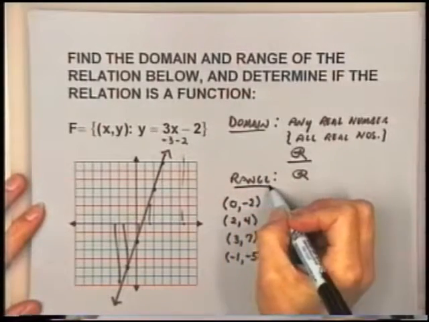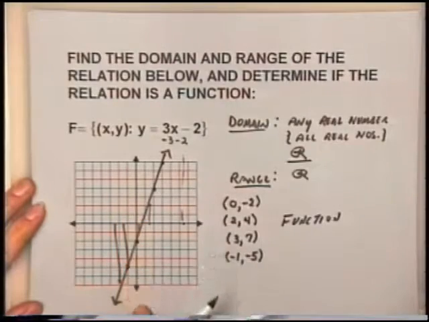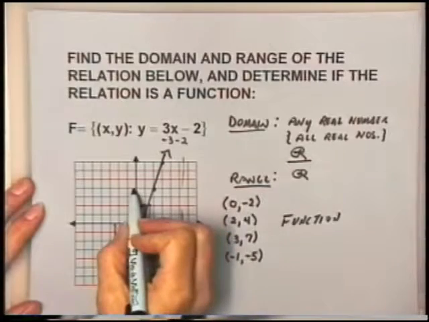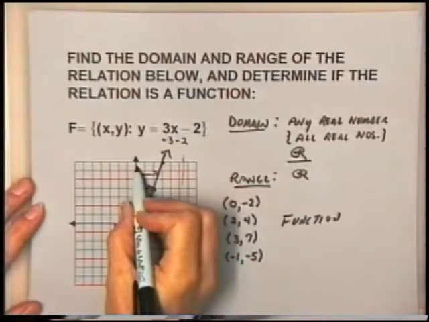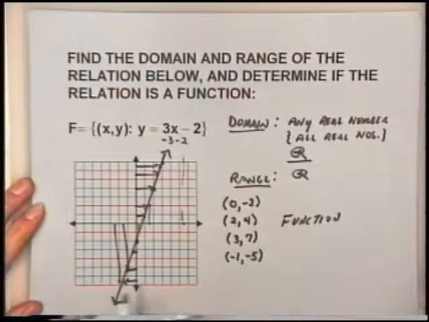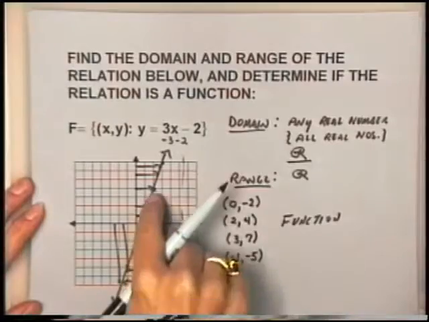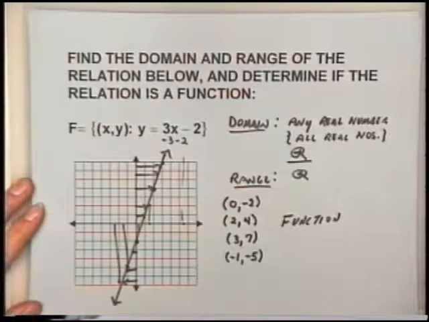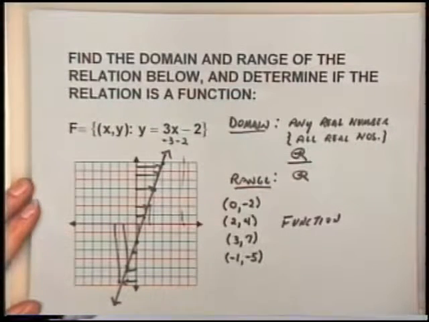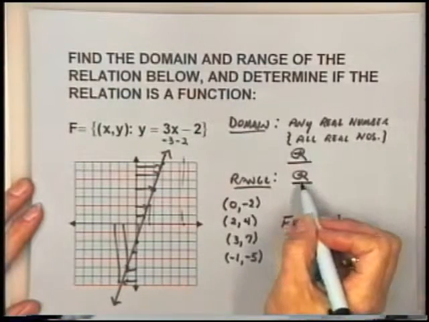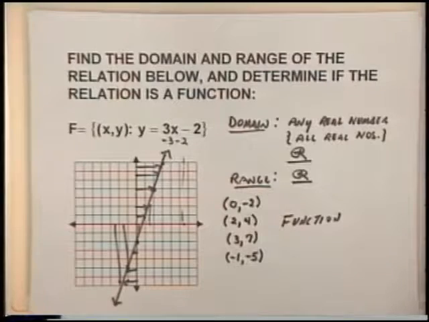Now, for our range, the range is the y values. The y-axis is this vertical axis. So again, think about it, as I move on this vertical axis, is there a point on the graph across from any given y value? And I think you can see that there is, because again, this line will continue to go up. As I move up on the y-axis, there will be a point over here somewhere corresponding to that y value. So there will be a point on the graph for any real number as a second coordinate of this relation.